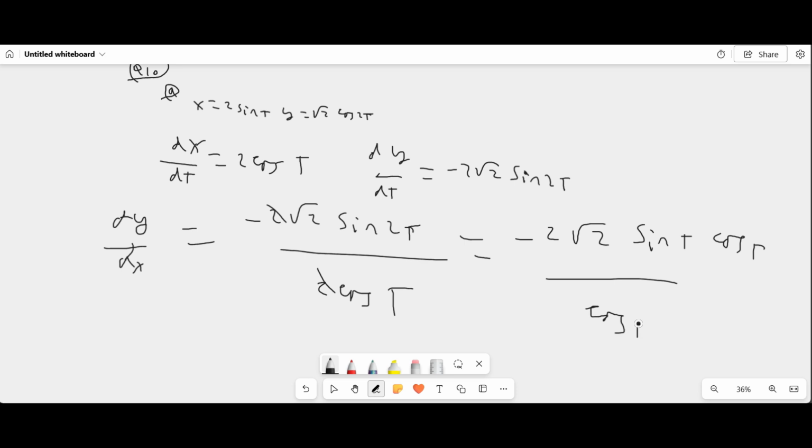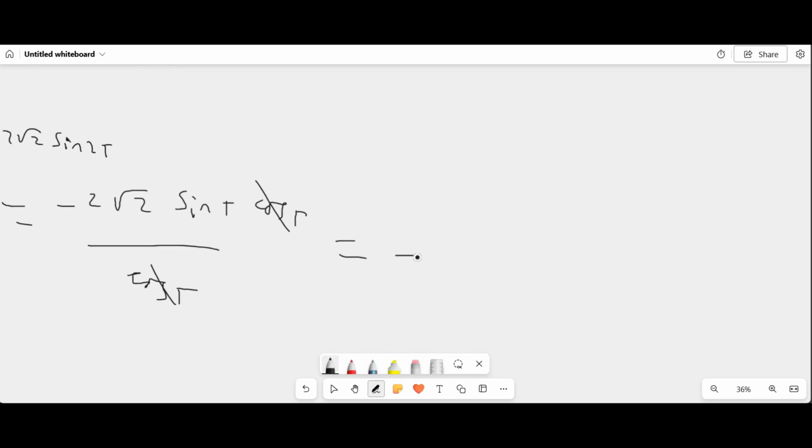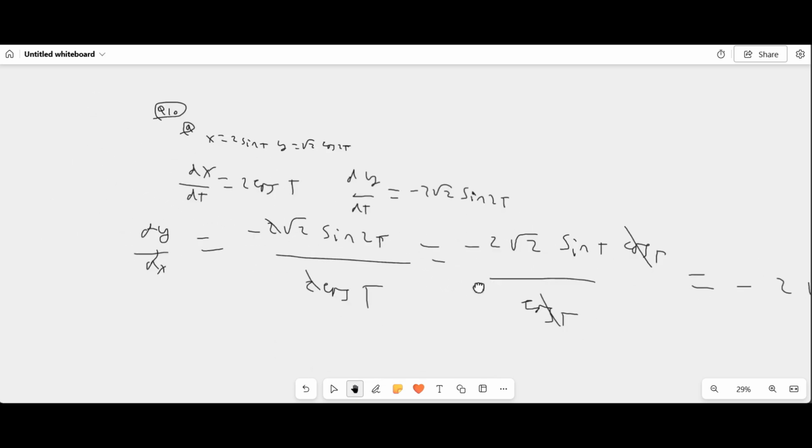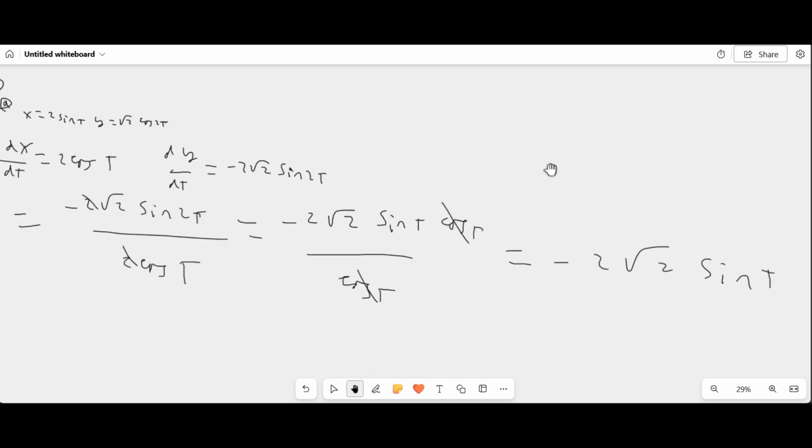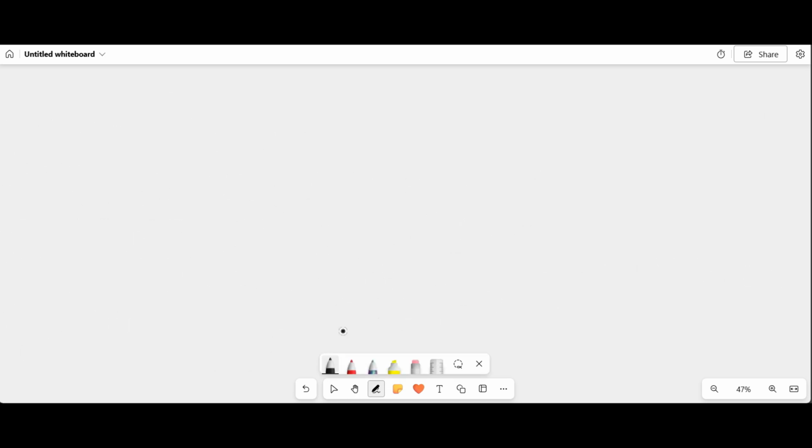Over cos t, and obviously that's to make it the same here, so cos cancels with cos, so we just get negative 2 root 2 sine t, yeah? By the way, if you're confused about why the 2 is still out here, it's because it cancelled the 2 here, and then because sine 2t is equal to 2 sine cos, you times the 2 out again, you get it. Alright, calm. Question B, yeah?